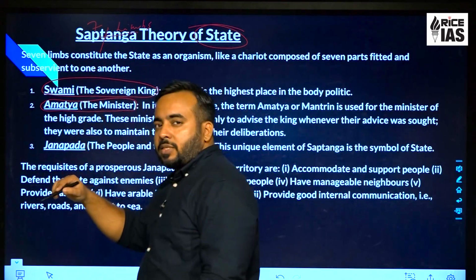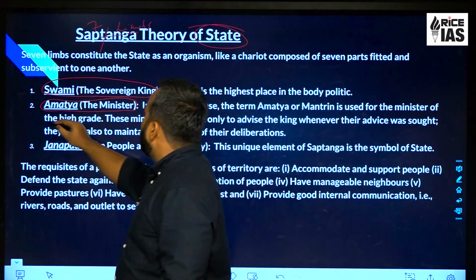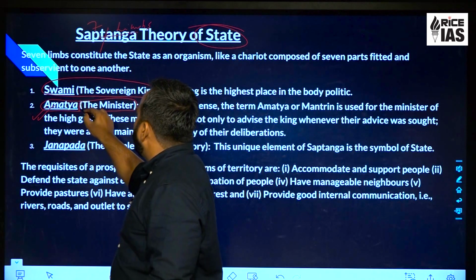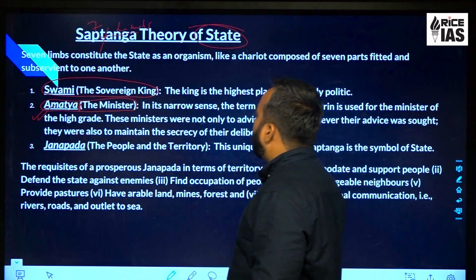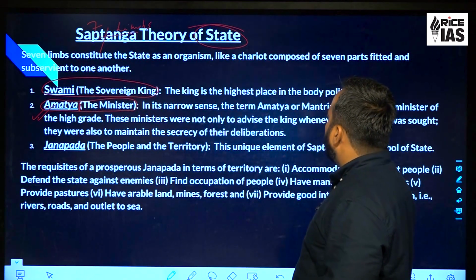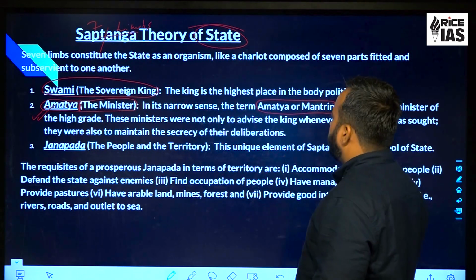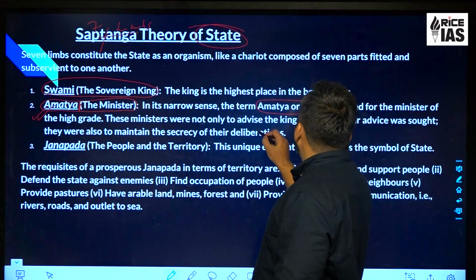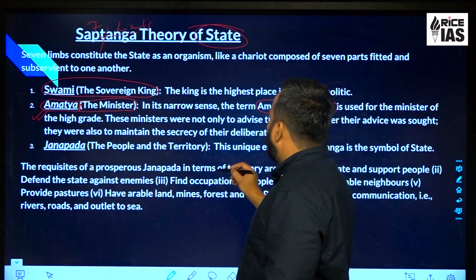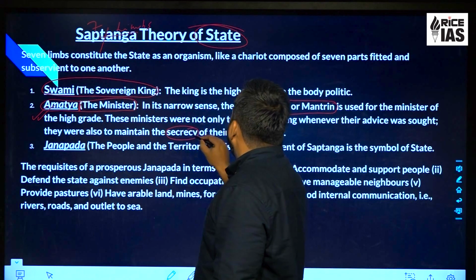They can be asked in prelims, mains, anywhere, even in the interview. They have been asked multiple times in the prelims exam. Amatya. The term Amatya or Mantrin are used synonymously. They not only advise the king whenever their advice was sought, but also maintain the secrecy.